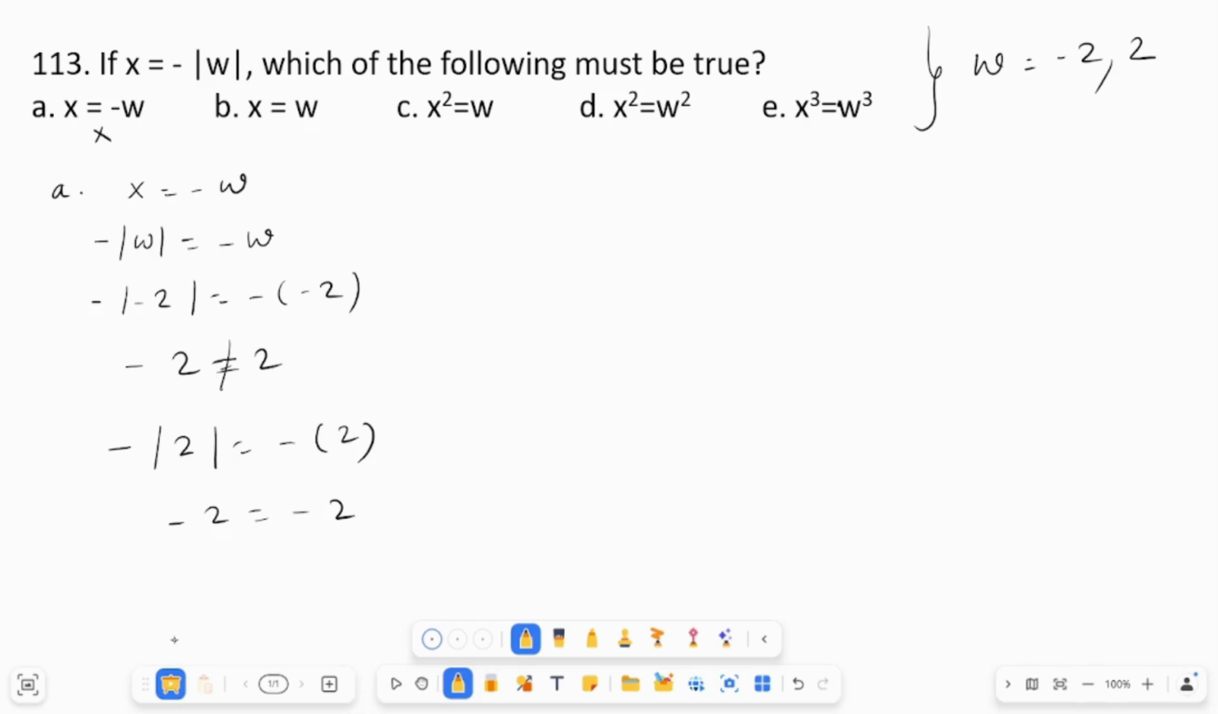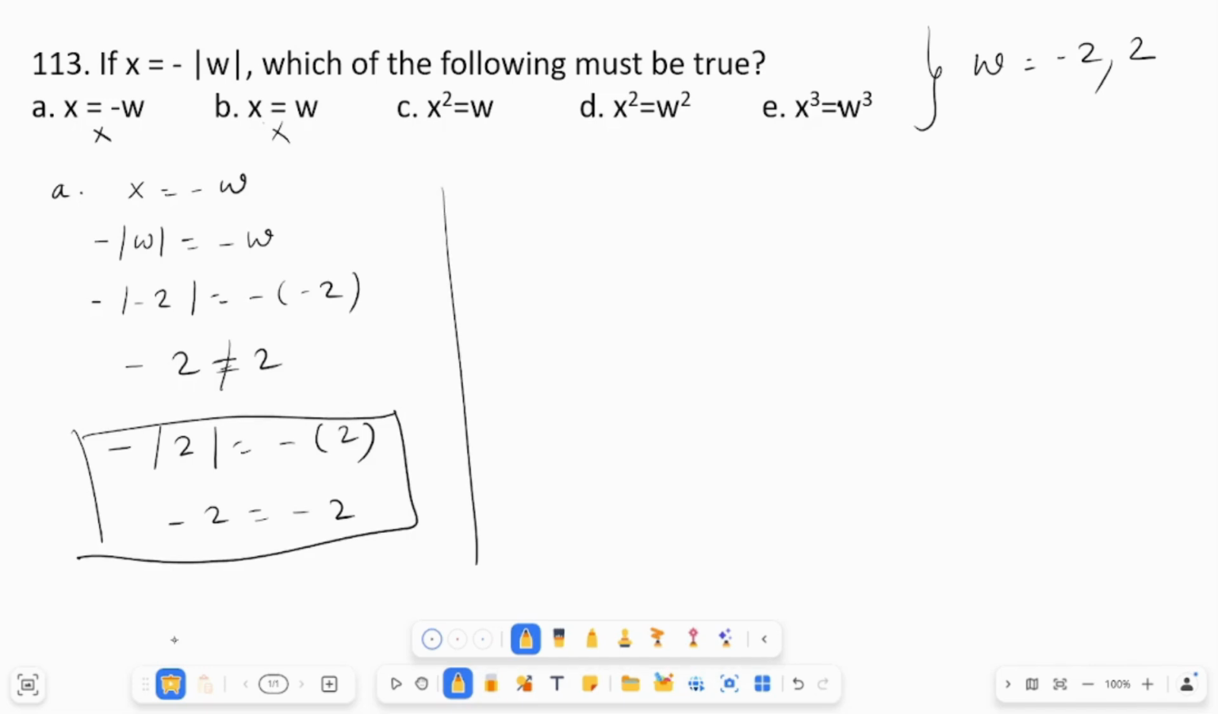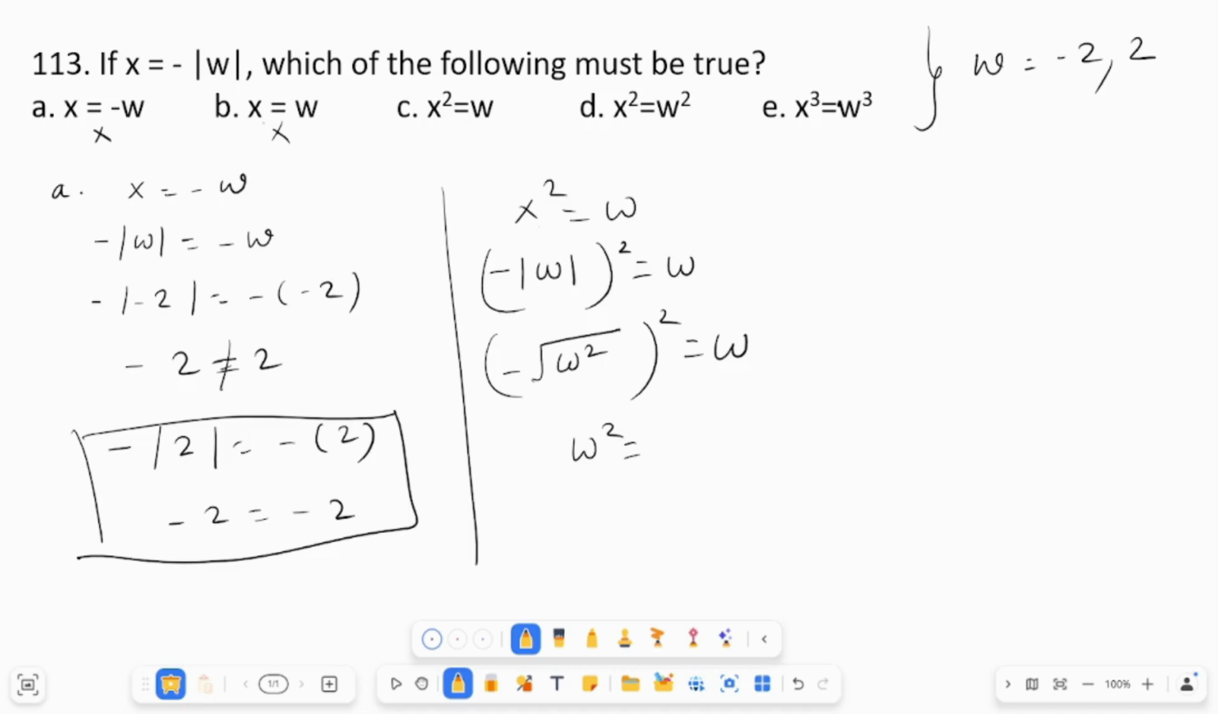Same thing goes for the second statement. It says x is equal to w. x is equal to w only when w is positive. Otherwise it's not. The next statement says that x square is equal to w. x square is equal to w, but x is what? Absolute value of w, and they are saying its whole square is equal to w. Absolute value is basically square root of w square, and then its whole square is equal to w. Square will cancel out the square root sign and the negative sign. So we have w square is equal to w, which is not true.